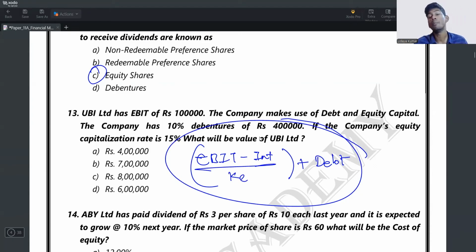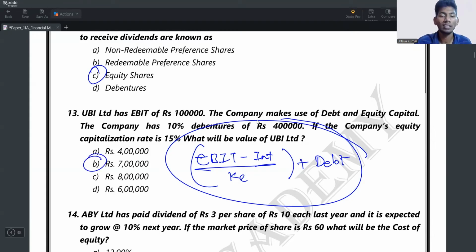Because how am I able to write this formula? Because we have discussed all these concepts in our regular live classes, and now they are available in recorded form. So you can try to solve the problem by using this formula. Then ultimately you will get the answer, right? So 1 lakh minus 40,000 divided by 15 percent, which is nothing but 60,000 divided by 15 percent. Plus you additionally have to add the debt, which is 4 lakh. So 60,000 divided by 15%, if you do, you will be getting what? 4 lakh, right?